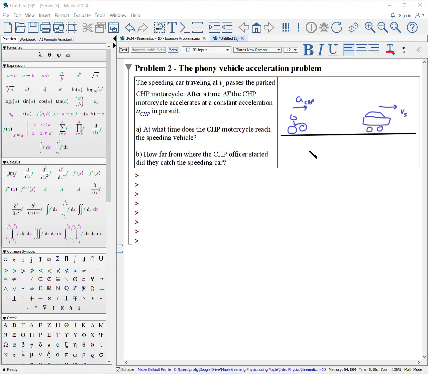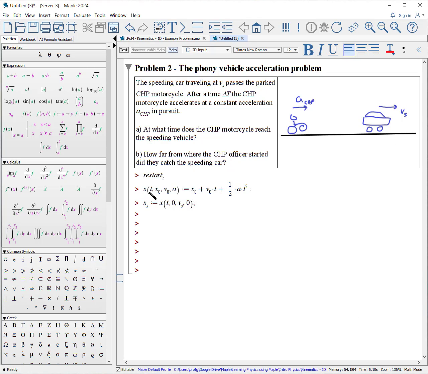The reason I don't use numbers here is it allows us to determine how much the time delay, how much the acceleration, and how much the speed of the car affect the time at which it takes for the motorcycle to catch up to the speeding car and how far away the speeding car is when the motorcycle catches it. We apply the same kinematic equation involving a constant acceleration, whether it applies to the CHP vehicle or whether it applies to the speeding motorist.